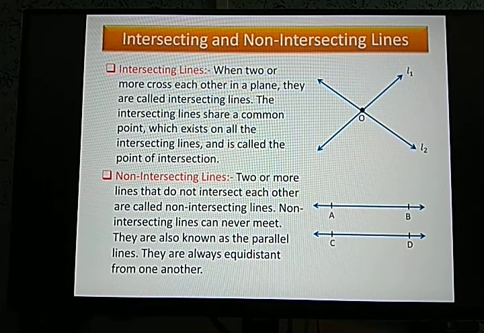Clear? So I hope you all have understood the basic terms and definitions of the concept of lines and angles. We'll be discussing more on lines and angles in our upcoming videos.